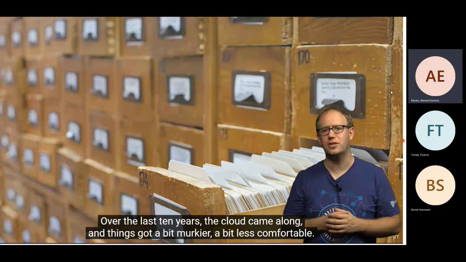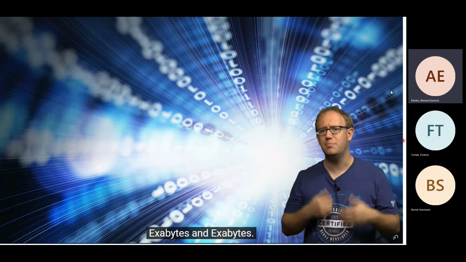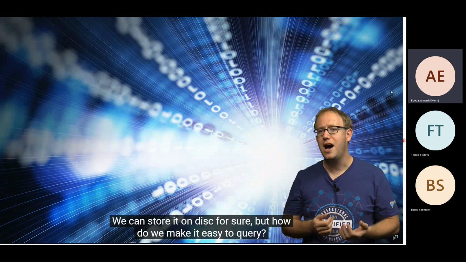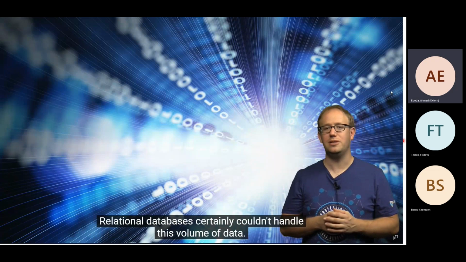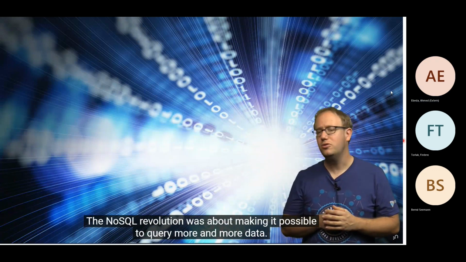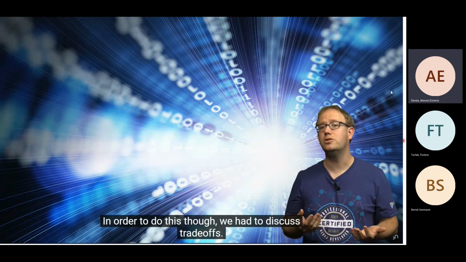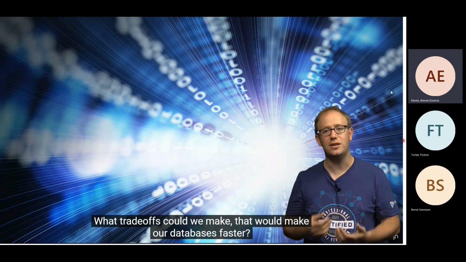Now, over the last 10 years, the cloud came along and things got a bit murkier, a bit less comfortable. Why? Well, there's been a data explosion. Exabytes and exabytes. What do we do with it? We can store it on disk for sure, but how do we make it easy to query? Can our database technologies keep up? Relational databases certainly couldn't handle this volume of data. So innovation took off, and the NoSQL revolution was born. The NoSQL revolution was about making it possible to query more and more data. In order to do this, though, we had to discuss trade-offs. What trade-offs could we make that would make our databases faster?